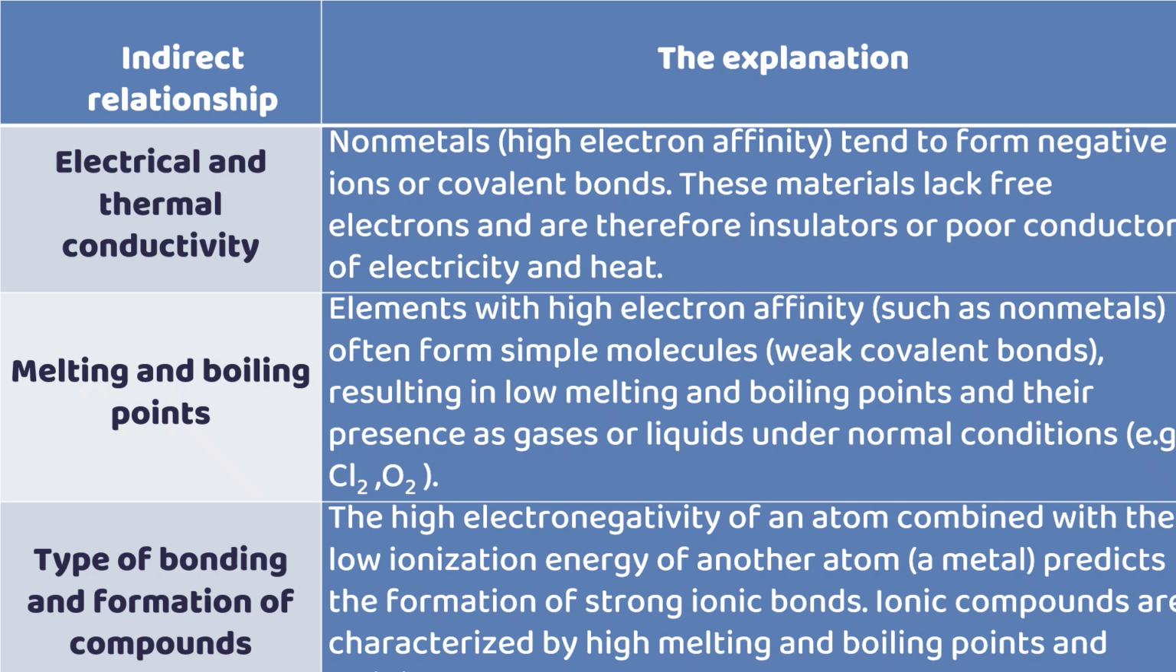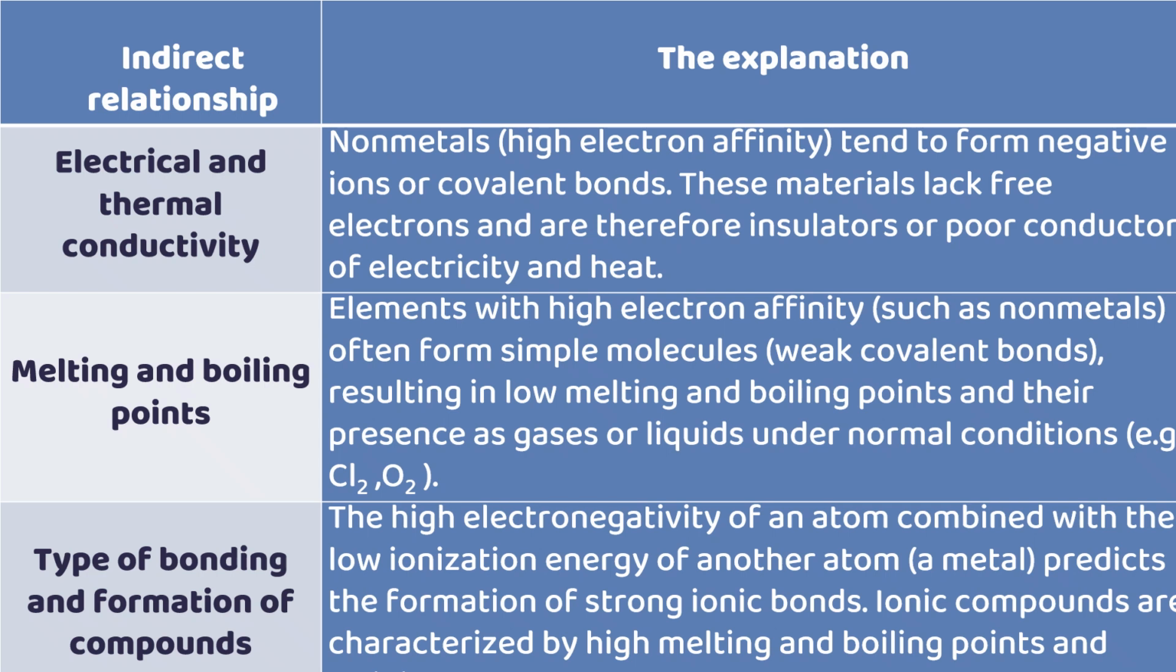Electron affinity is closely related to other periodic properties. It increases across a period, similar to electronegativity and ionization energy. It decreases down a group, opposite to atomic radius. Together, these properties help explain trends in reactivity and bond forming.